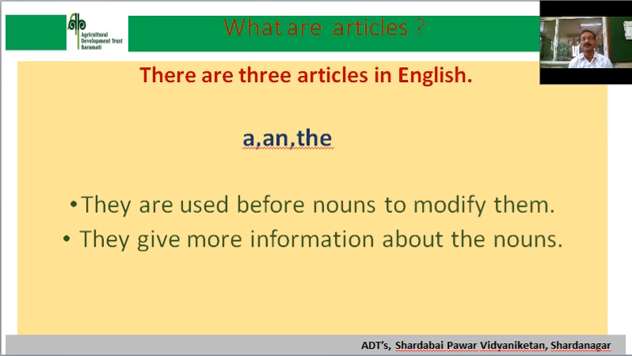Now we will see what articles are and what is the role of articles in the English language. There are three articles in English: a, an, the. They are used before nouns to modify them. They give more information about the nouns.